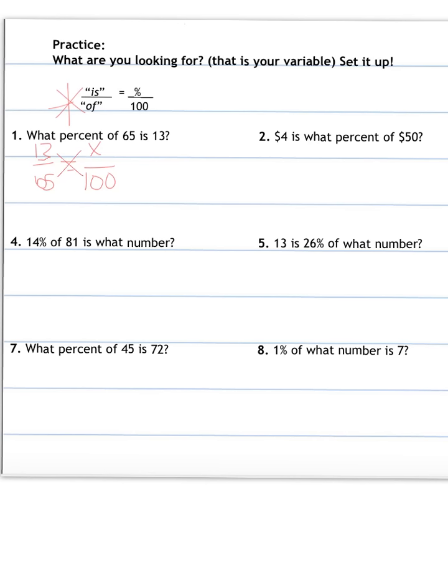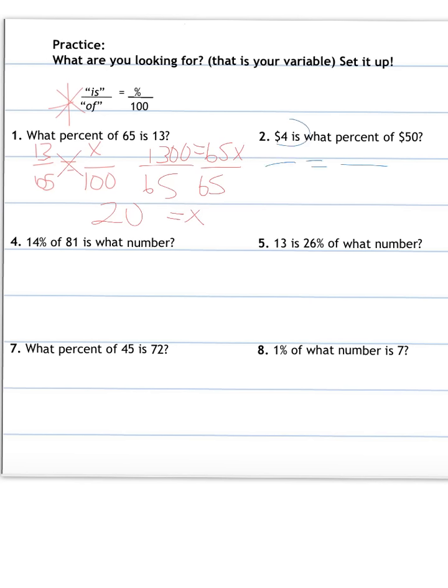13 times 100 equals 1,300 equals 65x. Divide both sides by 65. X equals 20. Okay. Number 2, $4 is what percent of 50?